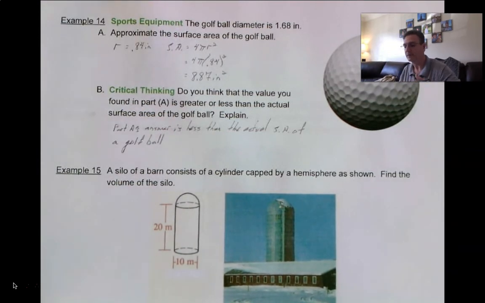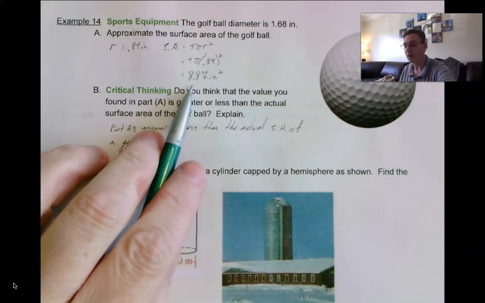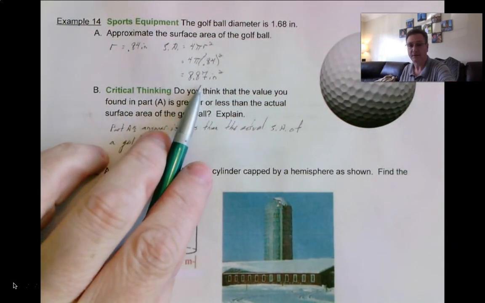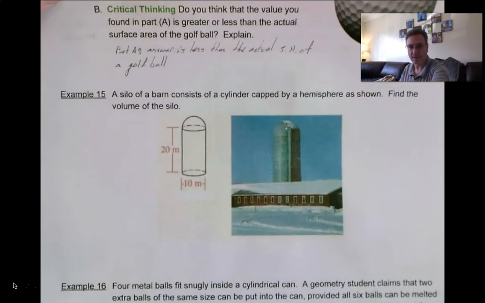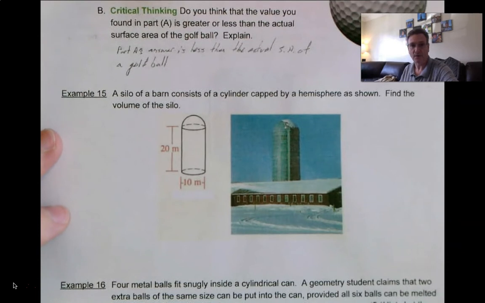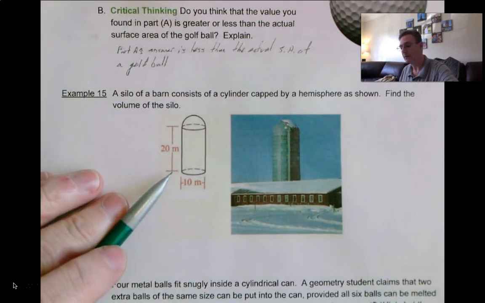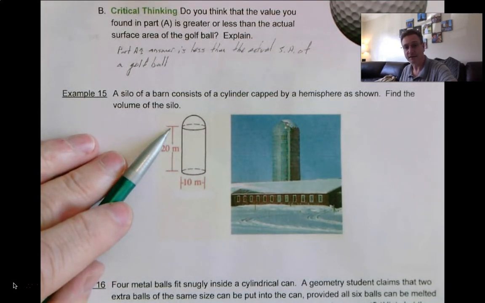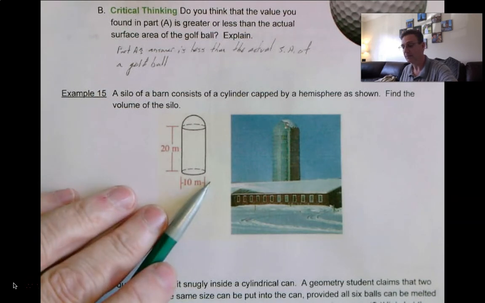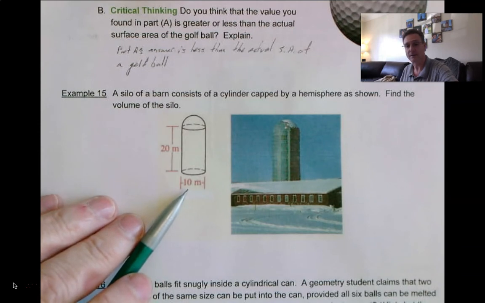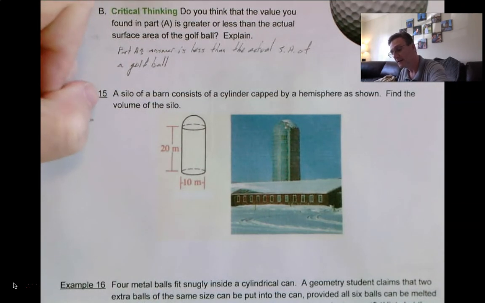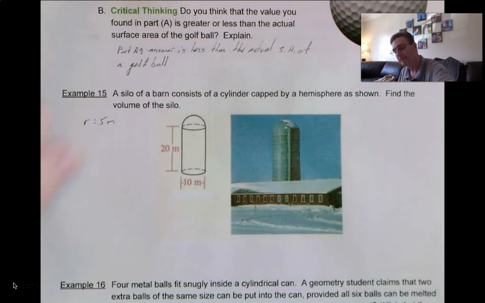So I don't know what the surface area of a golf ball is, but it's going to be more than 8.87 square inches. All right, example 15. A silo of a barn consists of a cylinder capped with a hemisphere as shown. Find the volume of the silo. So we have a height of the cylinder is 20 meters. The diameter of the cylinder and the hemisphere is 10 meters, giving us a radius of 5 meters.